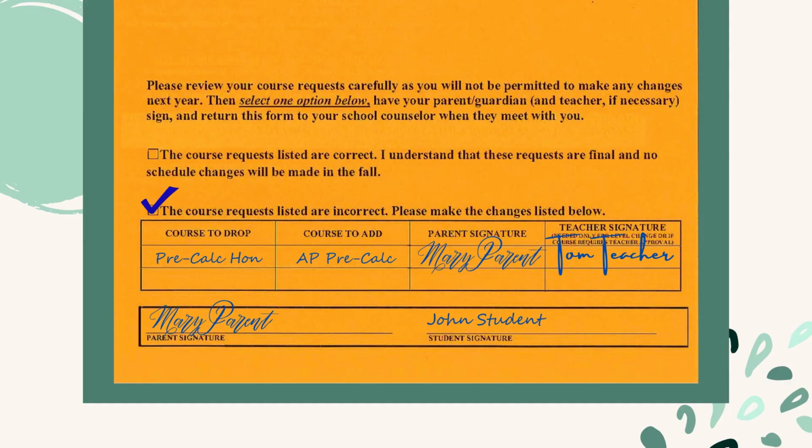If you need to make a change to the courses listed, place a check mark next to the course requests listed are incorrect. Then fill in the boxes underneath. In this case, the student is changing the pre-calculus course from the honors level to the AP level. All course request changes require a parent signature. In this case, because it is a level change, it also requires a teacher signature. Again, please bring this completed and signed form with you when you meet with your counselor.